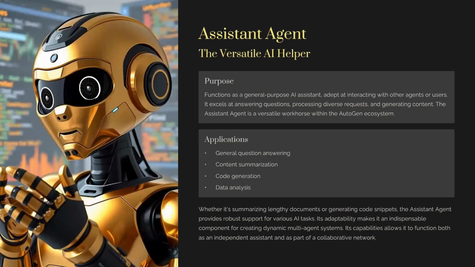Next one is the assistant agent. This is exactly the versatile AI helper for us. It could generally be an LLM, which can do a lot of activities for us. For example, general question answering, content summarization, code generation, data analysis, image generation, video generation, and whatnot. So these are the activities that will be done by the assistant agent, optionally through the user proxy agent.